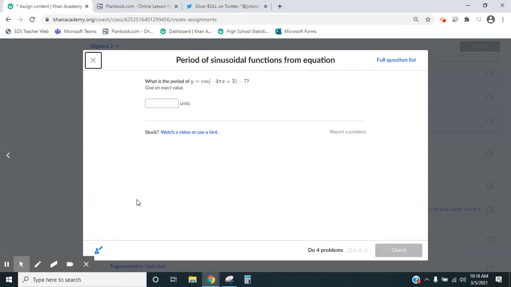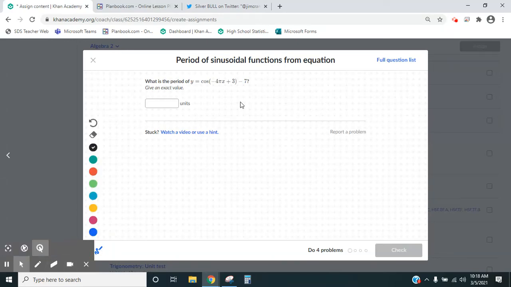You're going to want to write down this formula right here. The period is equal to 2 pi divided by b.